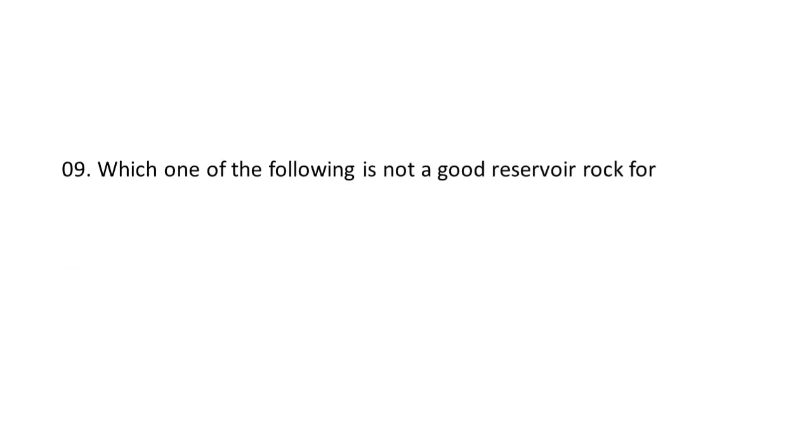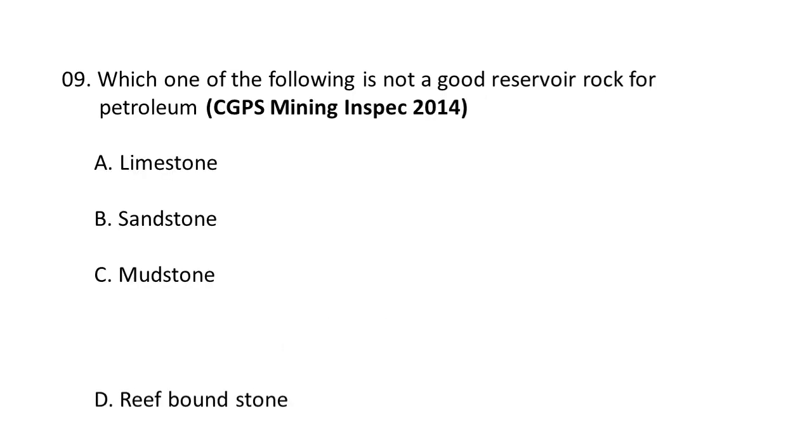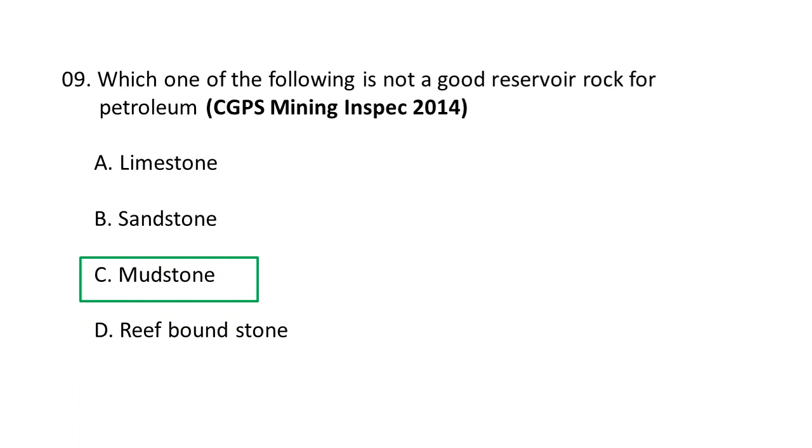Next question. Which one of the following is not a good reservoir rock for petroleum? The choices are A. Limestone, B. Sandstone, C. Mudstone, and D. Reef bound stone. So the correct option is C, mudstone. Mudstone is not a good reservoir rock for petroleum.